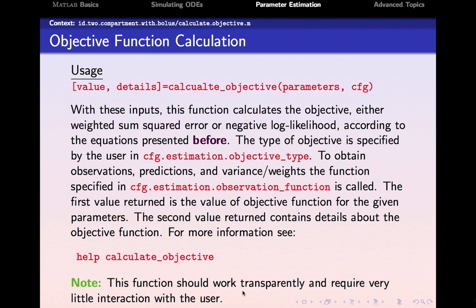Okay, so this should work transparently, and in general it shouldn't require a whole lot of interaction with you. But what you can do is call it by itself with the parameters and your CFG variable that you've created in order to test that your observation details function is working correctly. And I would suggest that the first few times you do this, you might want to do that.